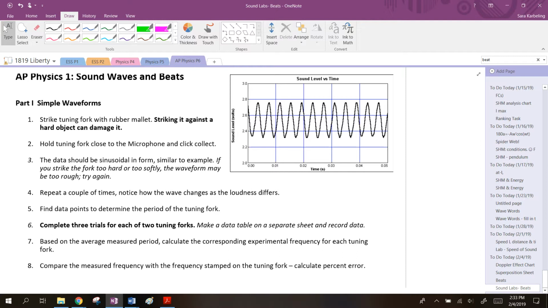You want to find data points to determine the period, okay? Because this is measuring pressure over time, so you should be able to find the period. I want you to complete 3 trials for each of 2 tuning forks. Make a data table on a separate sheet of paper. Underline it right now if you need a reminder of that, okay? Based on the average period, calculate the frequency, and then compare the frequency with the frequency that's marked on the fork. Everybody needs to do one, okay?